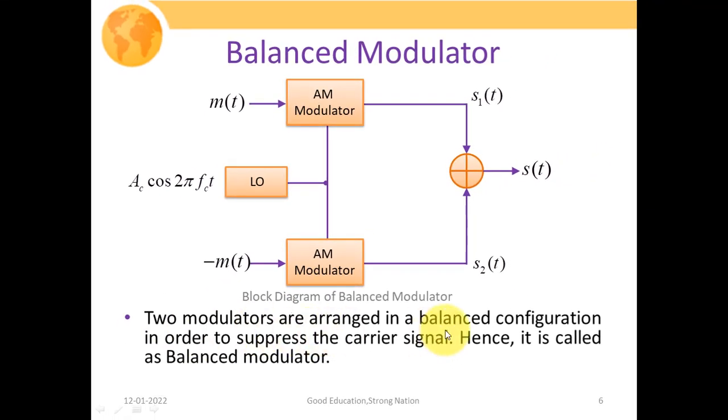So the two modulators are arranged in a balanced configuration in order to suppress the carrier signal. The whole agenda is to save some power while suppressing the carrier signal, since the carrier does not convey any sort of information. Hence it is called a balanced modulator, since it is balancing your carrier power.